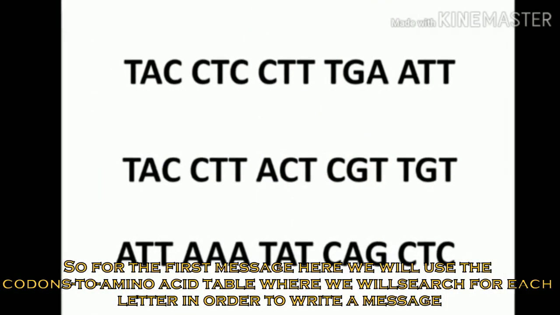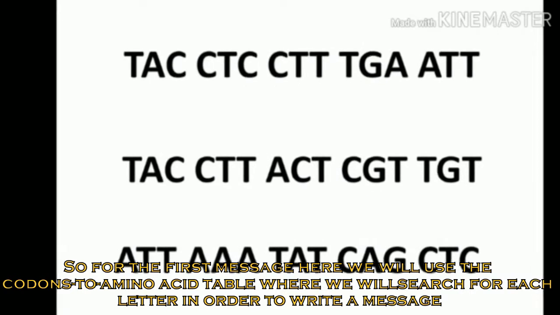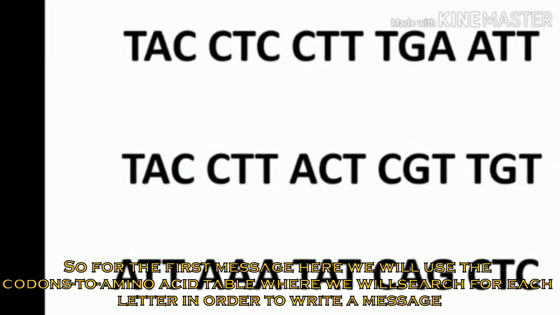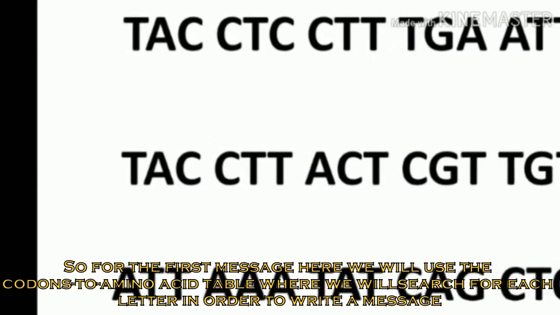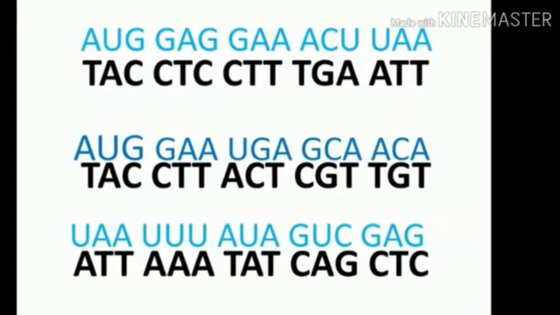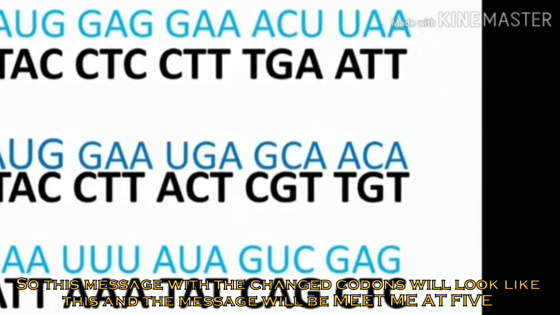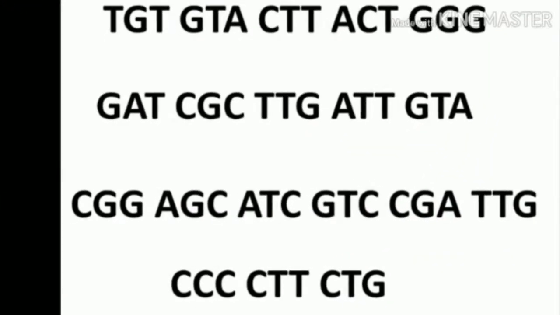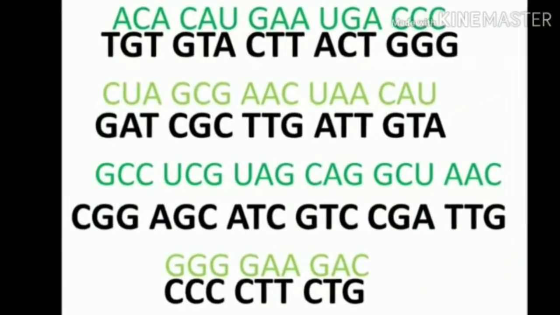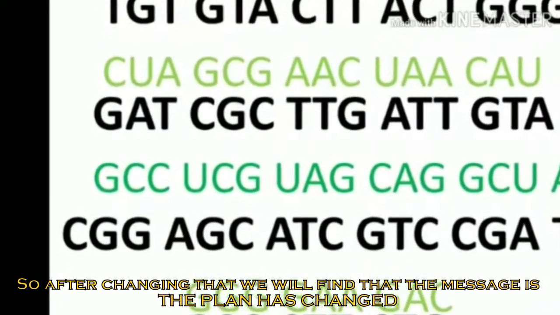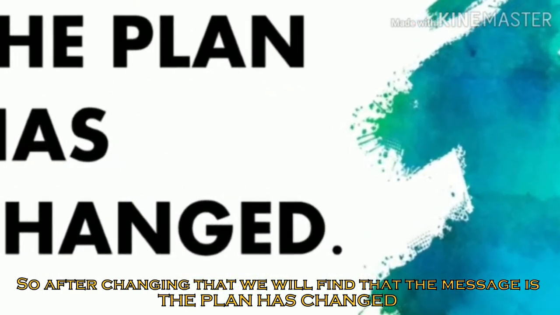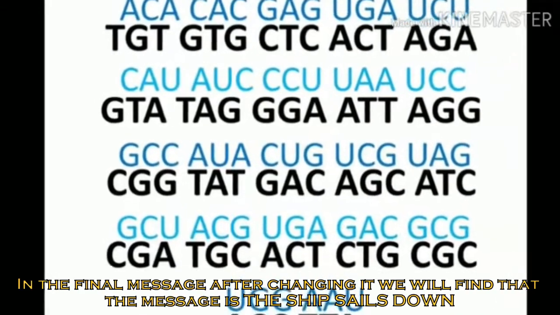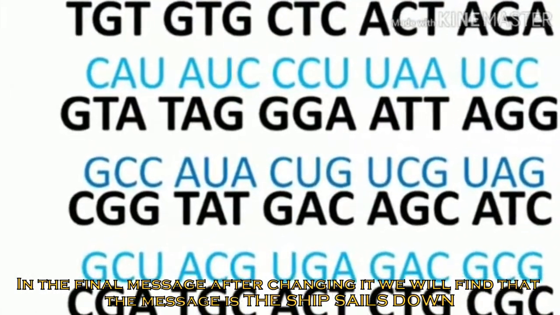So for the first message, we're going to use the codons to amino acid table, and there we are going to search for each letter in order to write a message. So the table with the changes will be like this, and the phrase will be meet me at 5. So with that done, the phrase that will be formed will be the plans has changed. In the final message with the changes already done, the message will be the ship sails now.